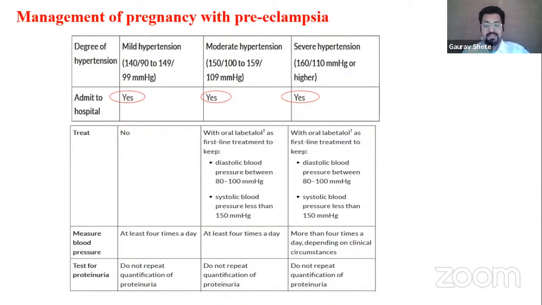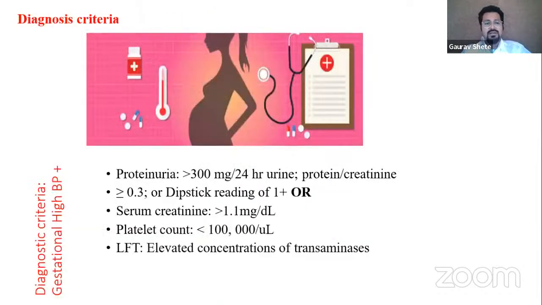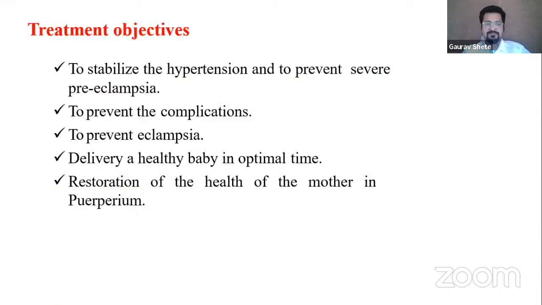You need to check how the fetus is doing. Weekly scans or fortnightly scans can be done to check the fetal Doppler studies. And if the BP is not getting controlled, you need to take a decision to deliver the baby. All right. So diagnosis criteria is proteinuria more than 300 mg or +1 reading, serum creatinine more than 1.1, platelet count less than 1 lakh, and elevated SGOT SGPT.